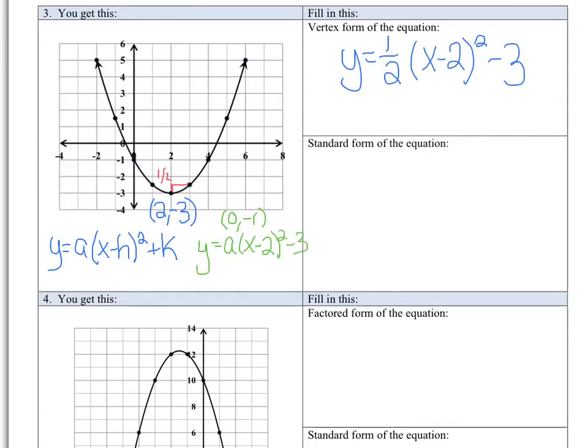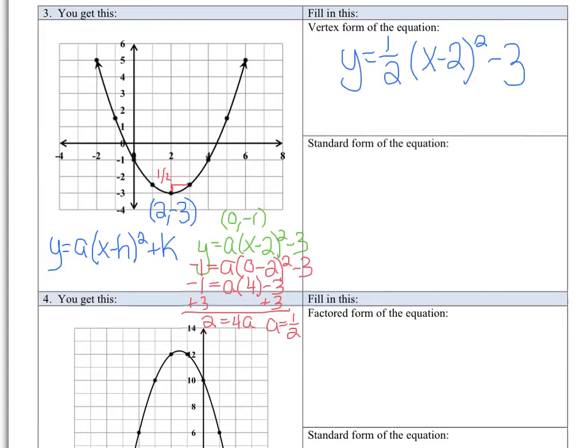Well, let's plug in a y value of -1 and an x value of 0, and solve for a. So we've got -1 equals a times -2 squared, which is 4, minus 3. So I'm going to add 3 on both sides. -1 plus 3 is 2, equals 4a, and when you divide by 4, a equals 1/2. So either way works. This way works all the time, but takes a little bit more work. This way only works when you know the vertex. Now we need to find our standard form.